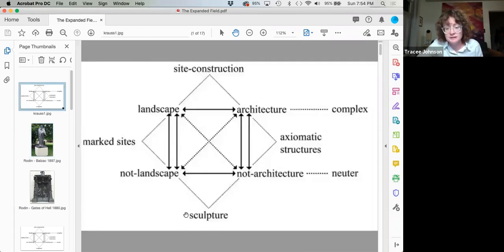And as you can see here where it says sculpture, sculpture is a combination of not landscape and not architecture. So that might feel a little abstract right now, but basically it's not landscape, it's not architecture, it's its own thing, it's autonomous, it's siteless. So that makes it sculpture through her definition.